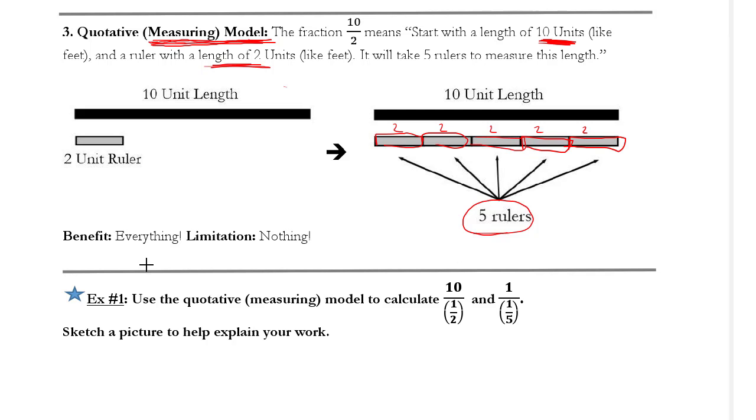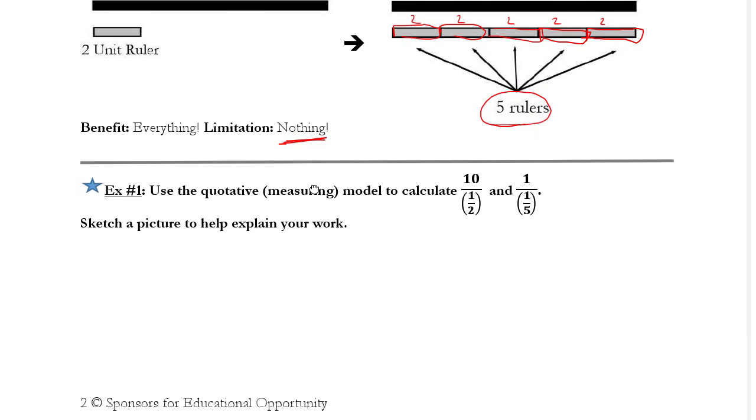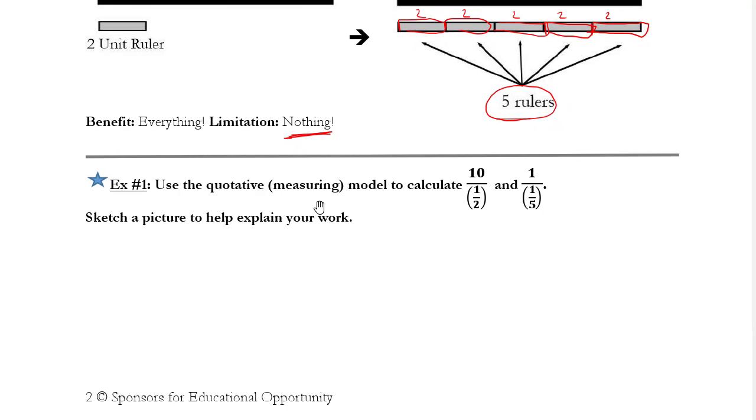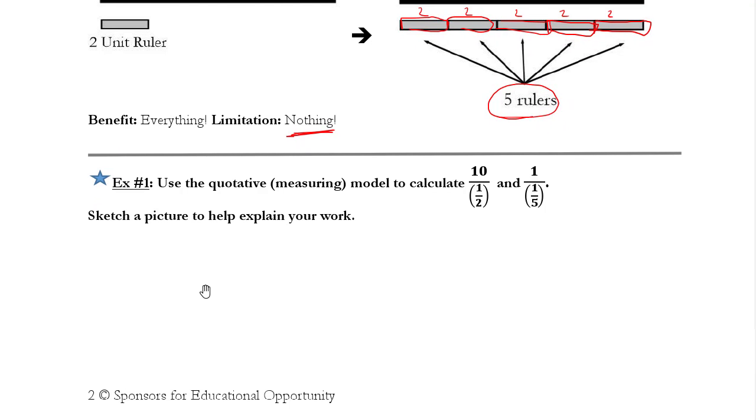Now the big benefit of this model, as opposed to other models, is that it does not have the same limitation as the other 2 models have. If we recall, the big issue with the other models was, what does it mean to divide by a fraction? I don't have half of a friend. I can't divide a pizza into 1/5 of a part. And so this model really allows us to deal with fractions. So let's see if we can sketch a picture to interpret and then calculate these values: 10 divided by 1/2, and 1 divided by 1/5.